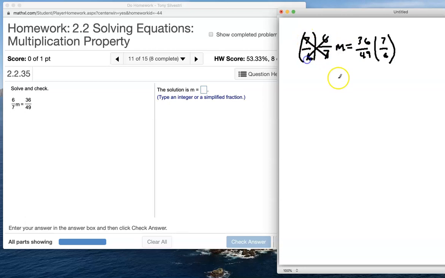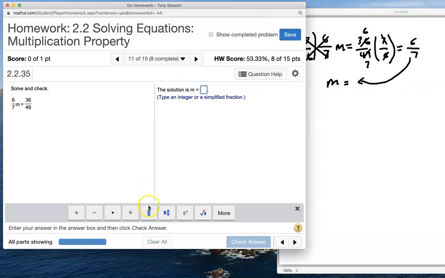Goodbye 7s, goodbye 6s. You've got the m by itself. Now, when you got this big fraction here, it's best probably to divide top and bottom by 6. See, I see 36 and 6. 6 goes into 36 6 times. 7 and 49. Hey, 7 goes into 49 evenly, 7 times. I got 6/7 as my value of m. So 6 over 7, 6/7.